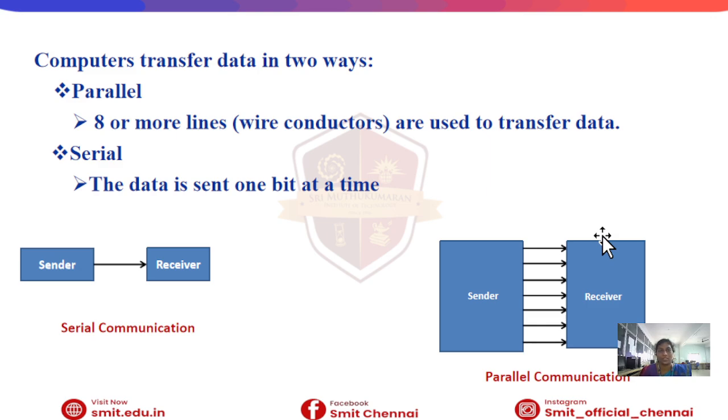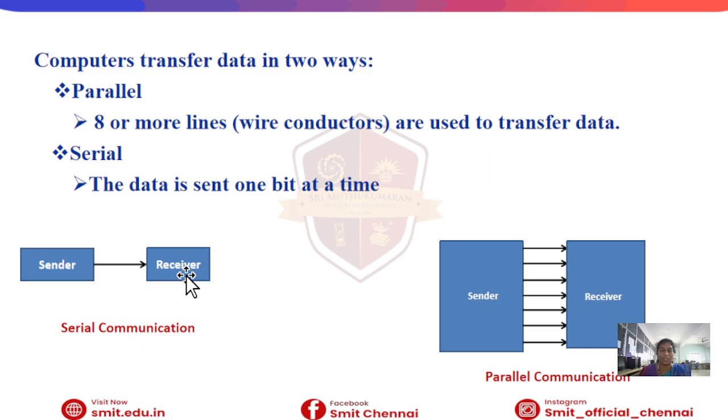And in serial communication, the data is transferred one bit at a time. Here we are using the sender and receiver. We are transmitting one bit at a time. There is a single communication wire here, so it requires fewer wires. The main difference is that parallel communication is faster for shorter distance, while serial communication is more reliable for the longer distance.